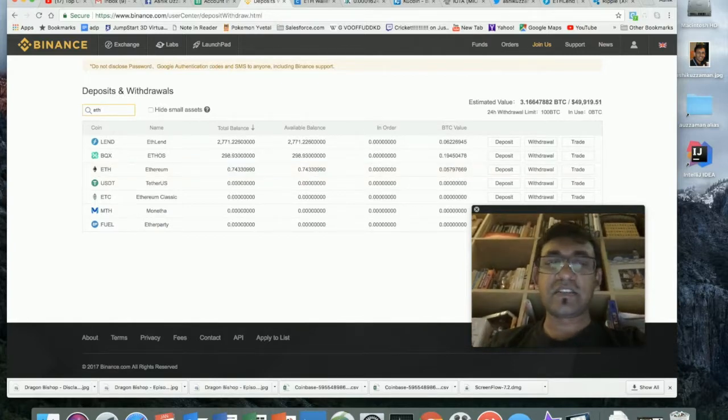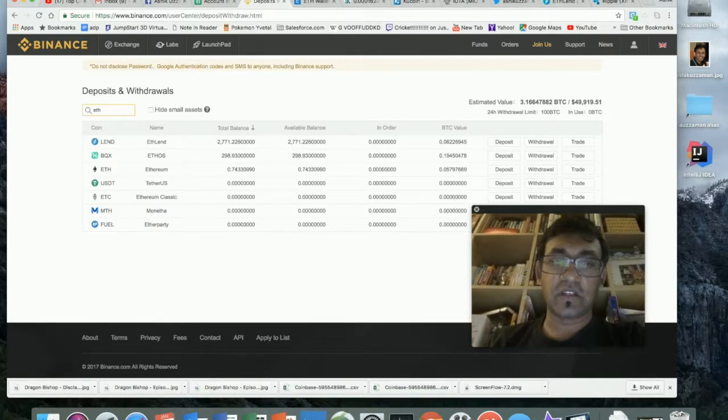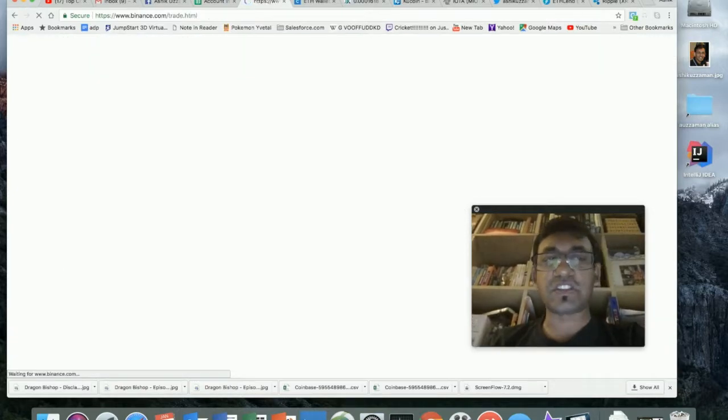So then the next stage is step 1 is done. The second step is buy Ripple using those Ethereum. First step was transfer Ethereum from Coinbase to Binance, right? So for the second step you go to the Binance's exchange. There are two exchange versions, basic and advanced. You just use the basic version.